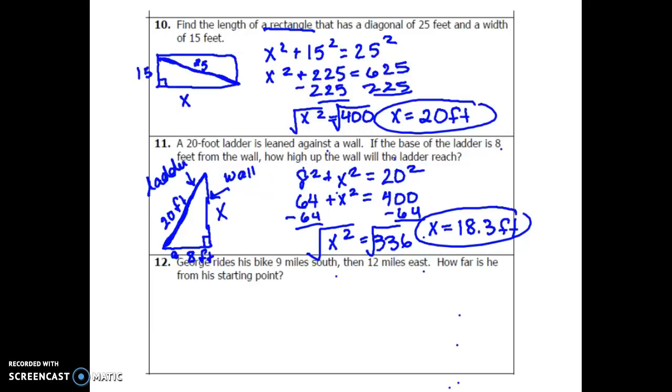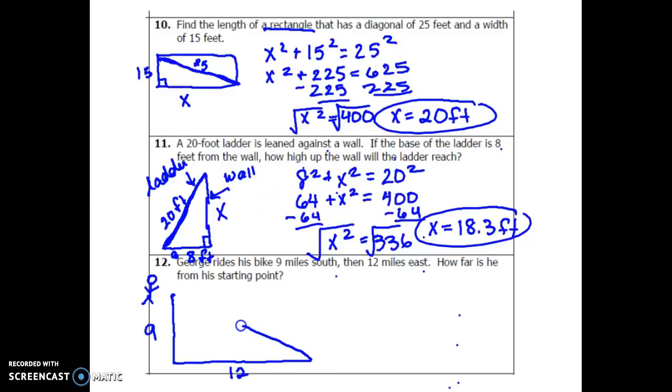Now, the last one we have, it says George rides his bike 9 miles south and then 12 miles east. So we start off here and we have George. Here's our George. He's going south for 9 miles. So there he goes riding south. So that's a 9. And then he starts heading east. So he goes 12 miles east. How far is he from his starting point?